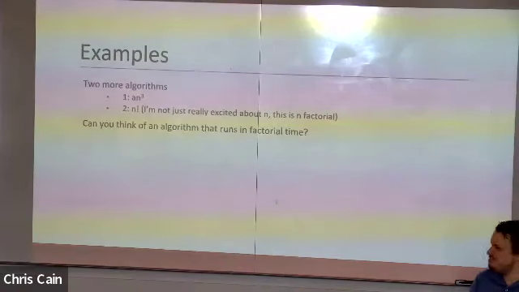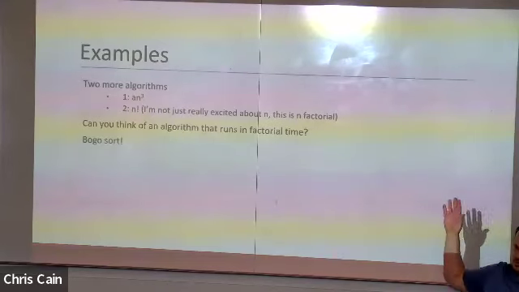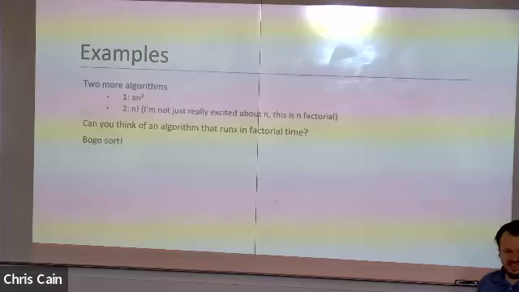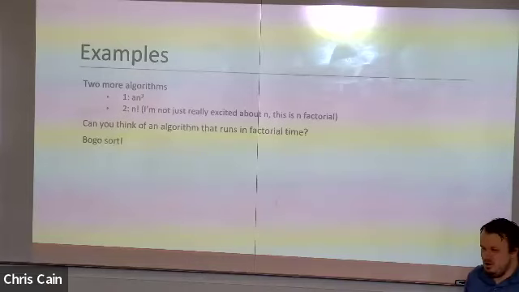My go-to for an algorithm that's in factorial time is called BOGO sort. Has anyone heard of BOGO sort before? Yeah. I've renamed it to bozo sort because nobody should ever implement it. It is just about the worst way you can think of to sort a list. What would be the worst way to sort a list that would finish that you can think of?